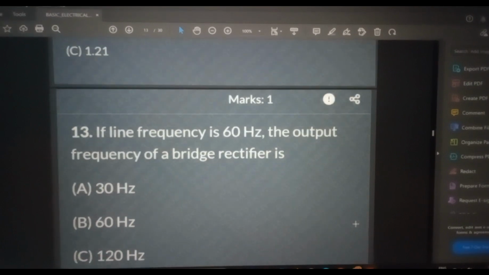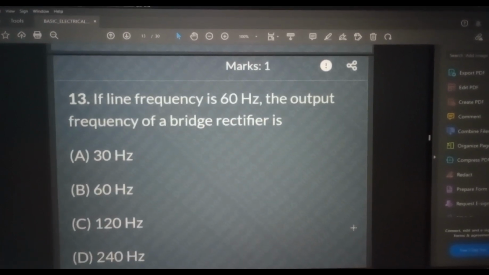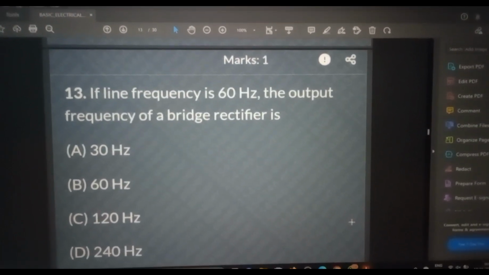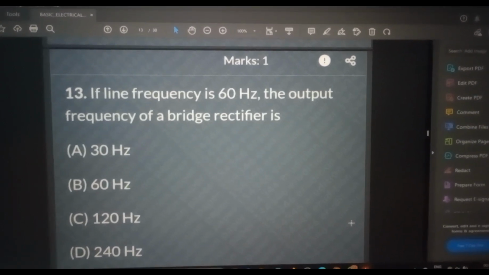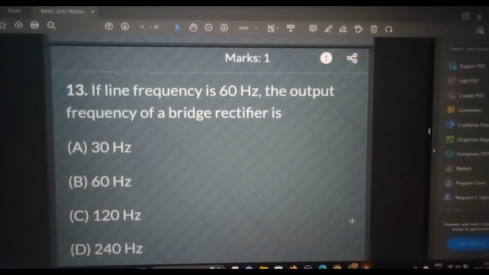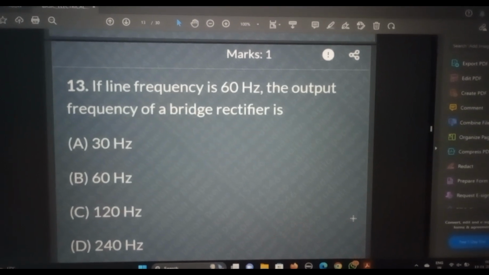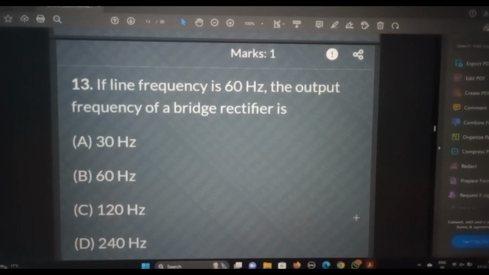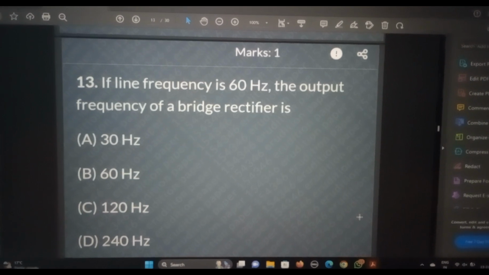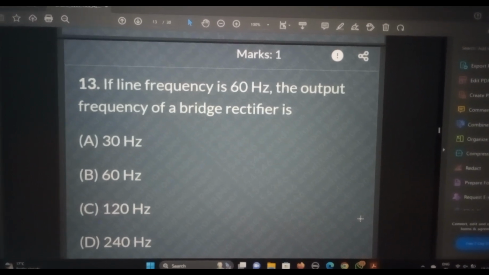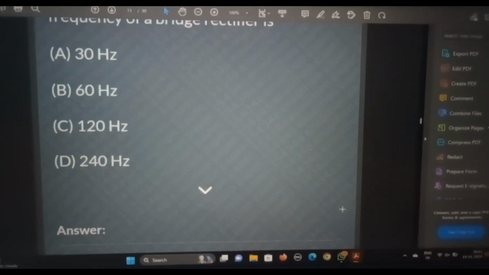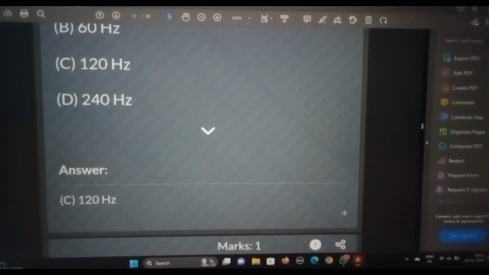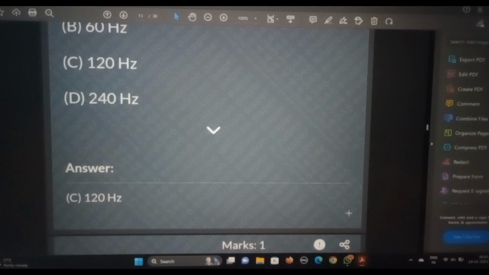Number 13. If line frequency is 60 Hz, the output frequency of a bridge rectifier is: option A, 30 Hz; option B, 60 Hz; option C, 120 Hz; option D, 240 Hz. The right answer is option C, 120 Hz.